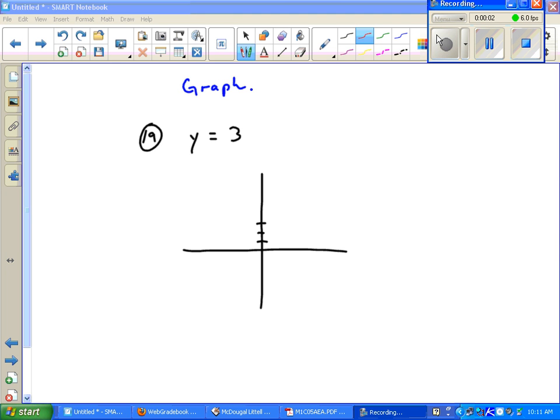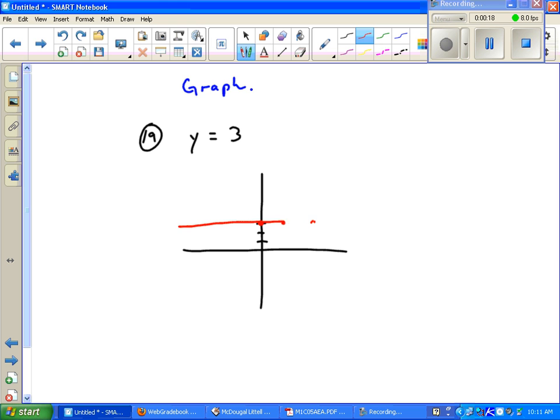Okay, this is test number 13 from sections 1.1 all the way through 5.1. Part 2, we're picking up at number 19. Number 19 says y's value equals 3. That means y will be 3 at this point. It'll be 3 all the way.